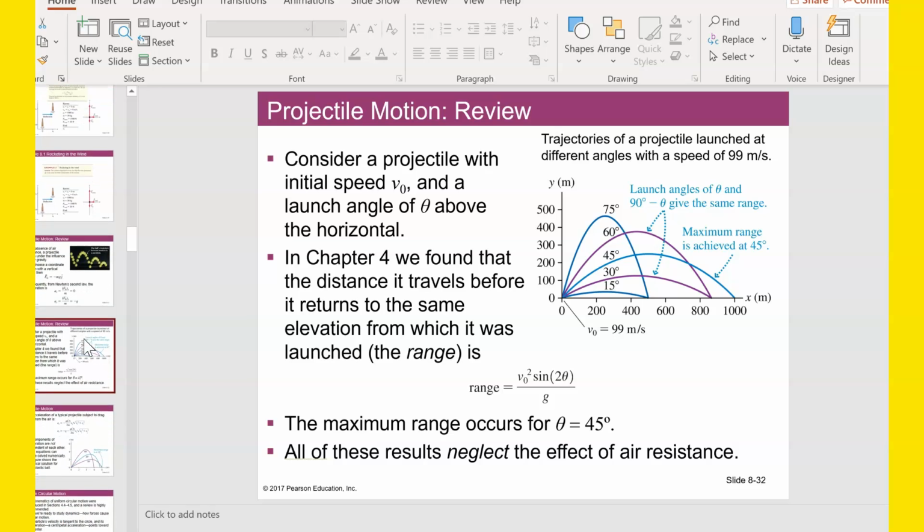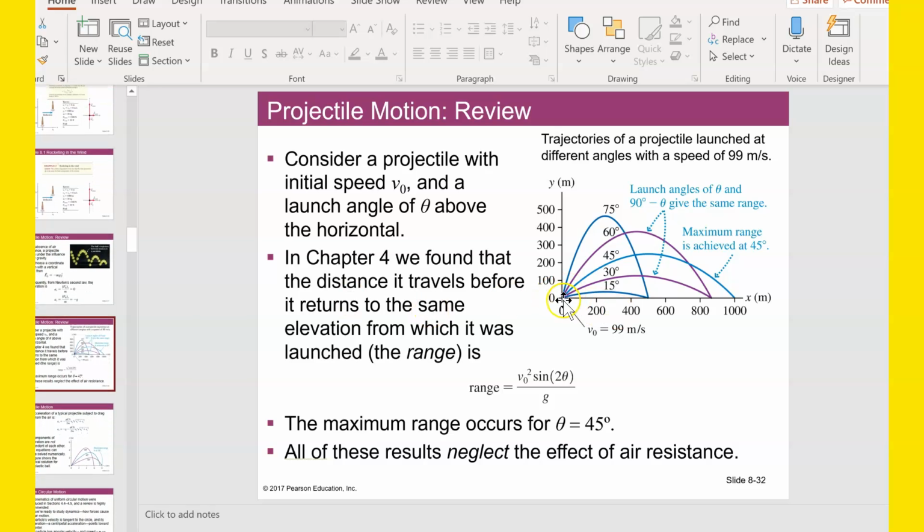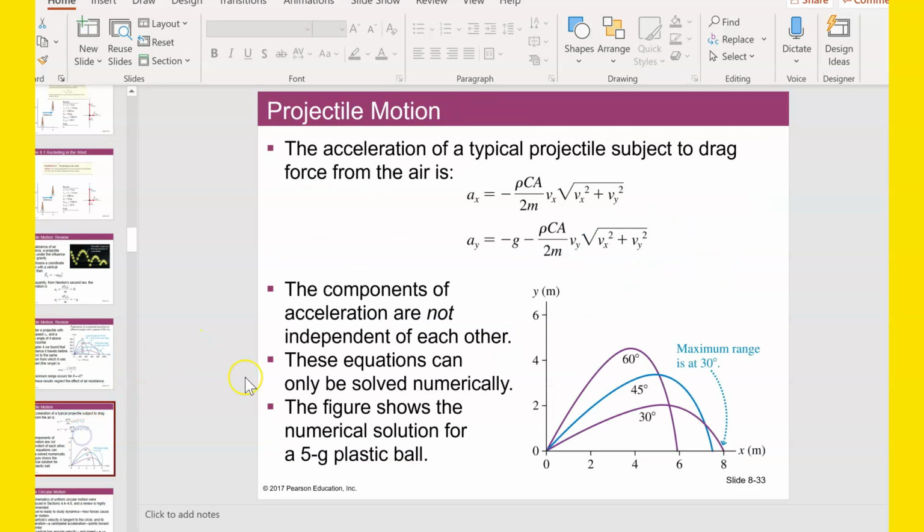Now, remember, we covered this also before. If you launch something from the ground, you get a maximum range, meaning the thing will land at the farthest away, by launching it from a 45-degree angle. That will provide the maximum range. All right, but now all of these paths are neglecting drag force. They're neglecting air resistance. Look at this next slide.